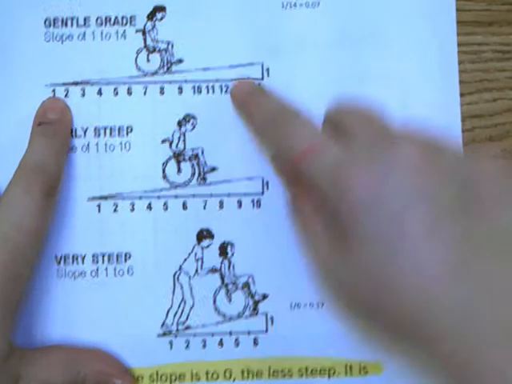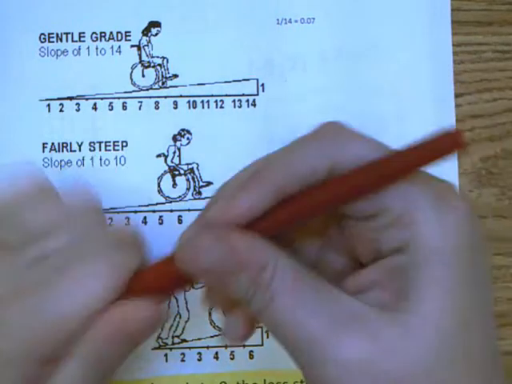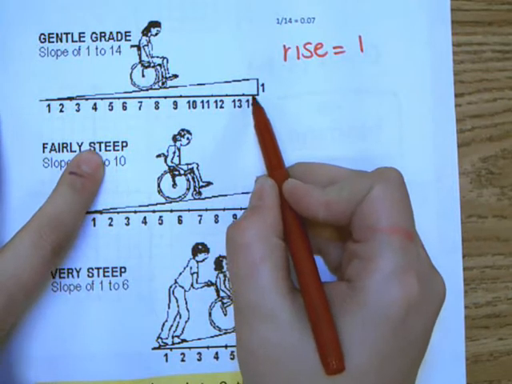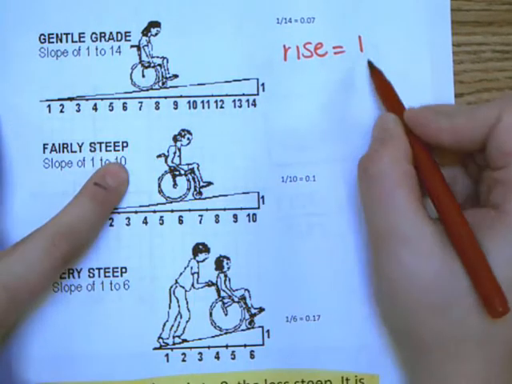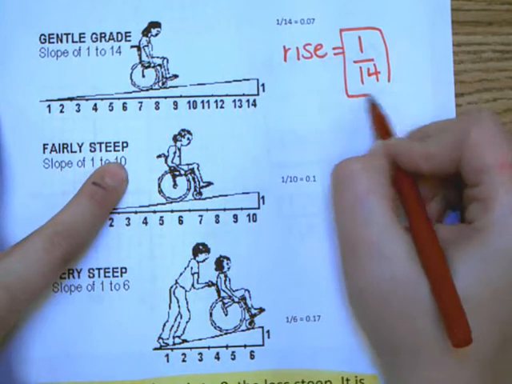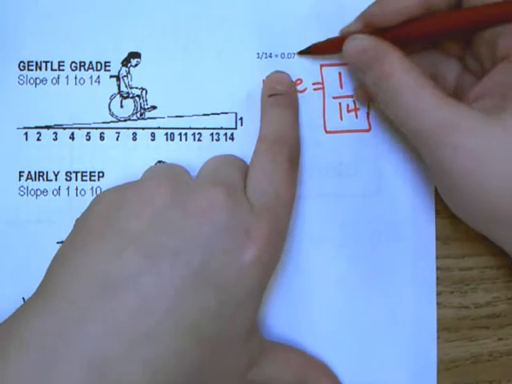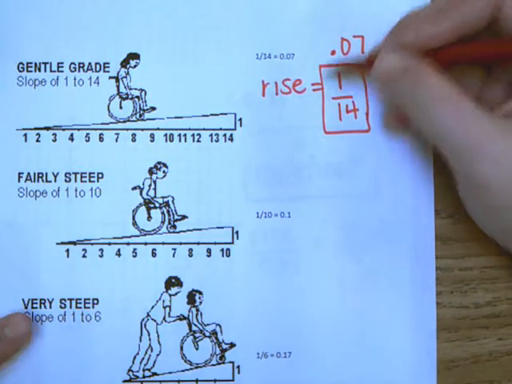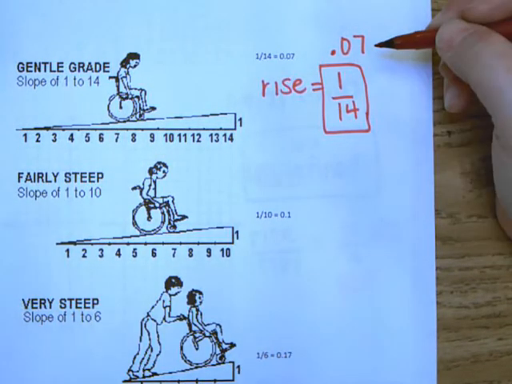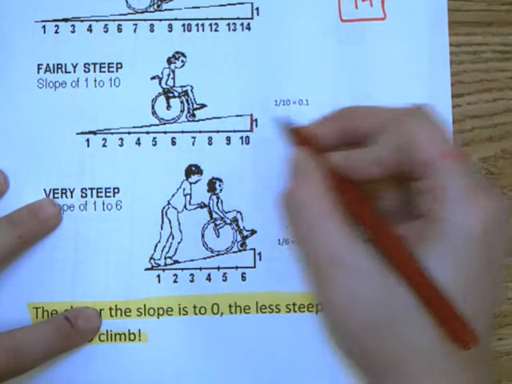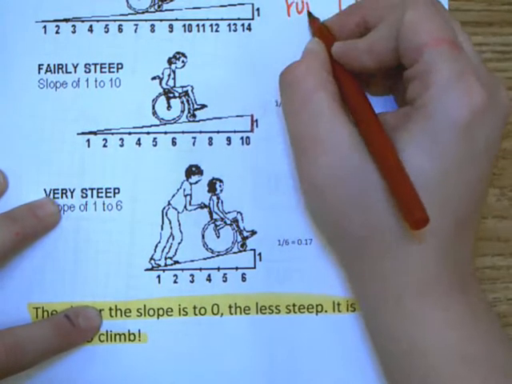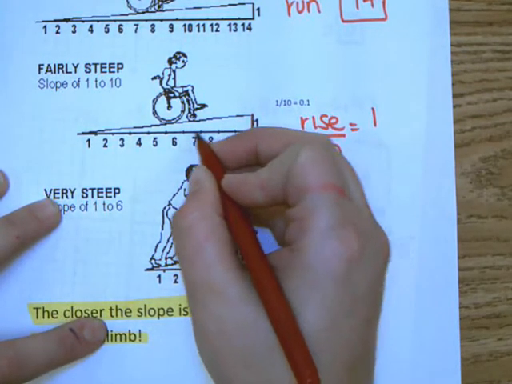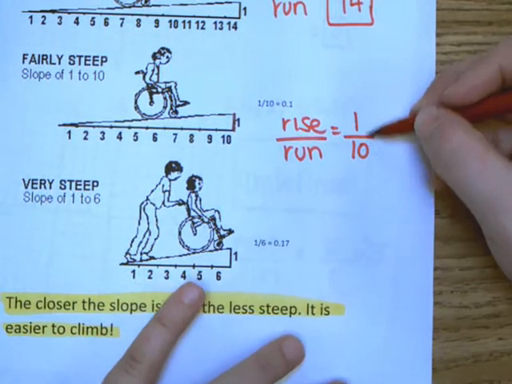Okay, now making sense of all this, if we go back to our wheelchair ramps here and find the slope of this one, the rise is 1 and the run, the distance here, is 14. So this slope is 1 over 14. I converted it to a decimal, and it's about 0.07. I know I said leave it as a fraction, but just to make more sense of it, it's about 0.07.